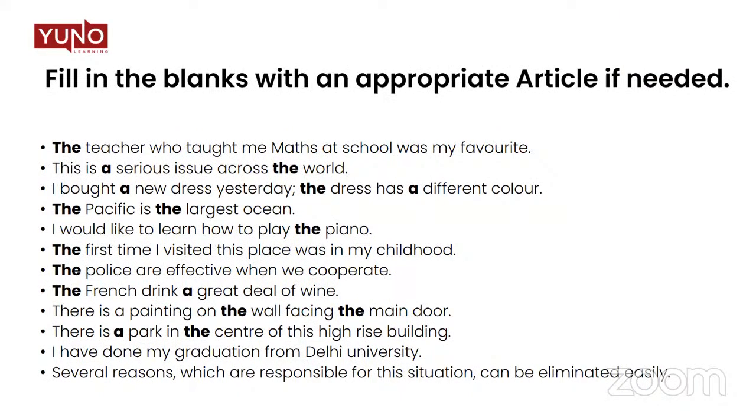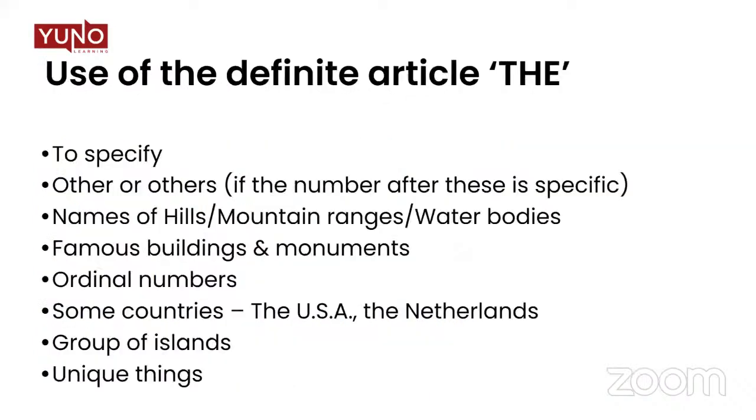If there are several reasons, dash, no article is required. We are just referring to reasons at random. There are several reasons. We are not specifying the reasons. That is why nothing was included. Okay, just confirm. So where do we use the definite article?